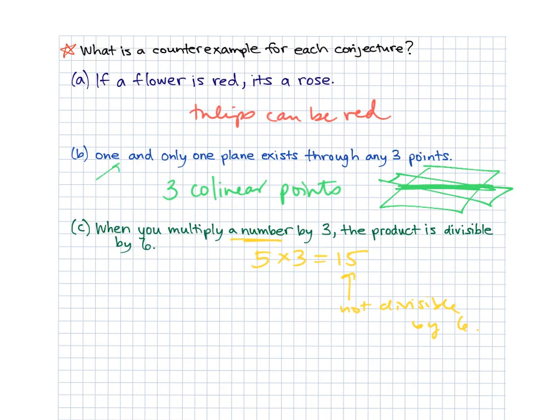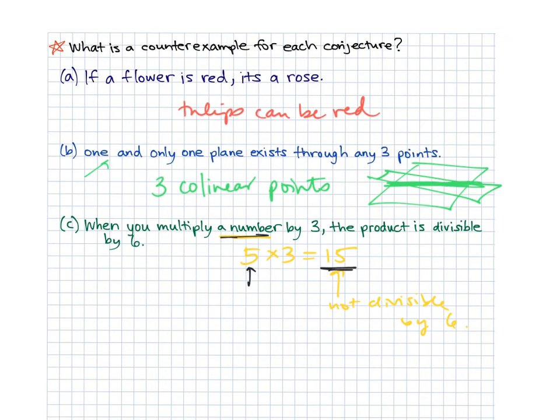And then here you could have picked any number that when you multiply by 3, you get something that's not divisible by 6. I picked 5. 5 times 3 is 15. 15 is not divisible by 6. So that is a counterexample for that conjecture. Okay, that's it. Enjoy.